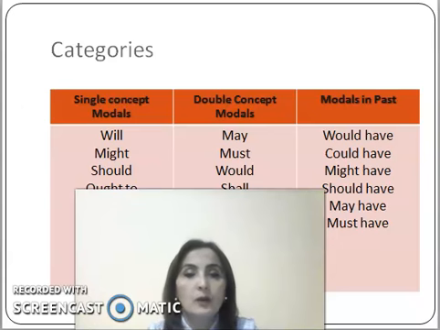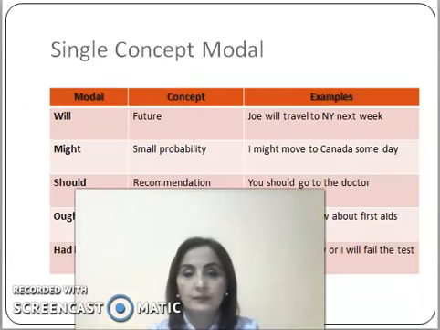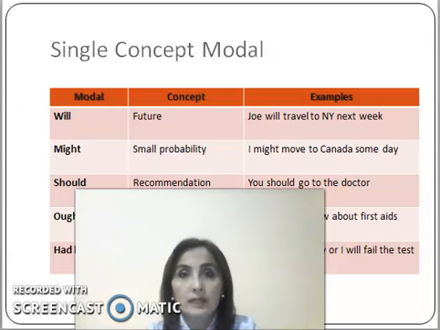Categories. Single concept modals are will, might, should, ought to, and had better. The next one is double concept modals. They are may, must, would, shall, could, and can. And the modals in the past are would have, could have, might have, should have, may have, and must have. If we talk about the single concept modals, for example, here, will and might and should and ought to and had better.